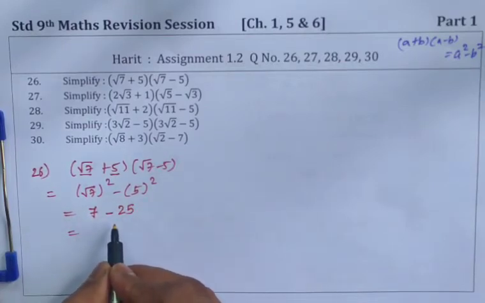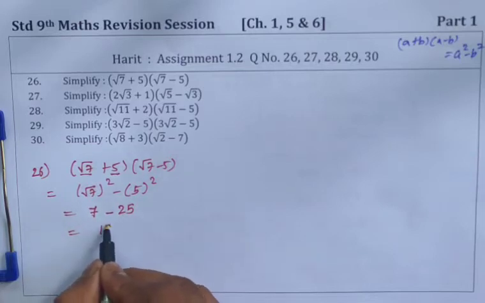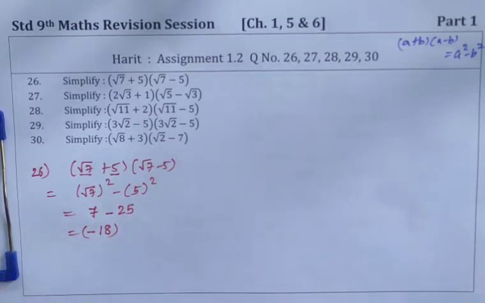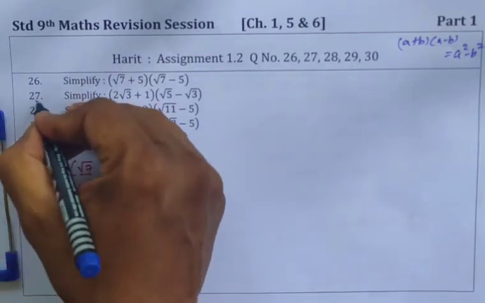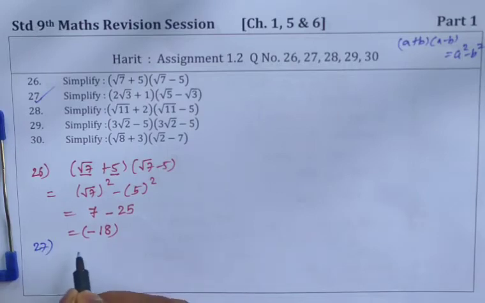Now 7 minus 25 is not possible. So 25 minus 7, 18. And greater number is minus. So the simplification is minus 18. Clear? Chaliye. 27th one. That is different.